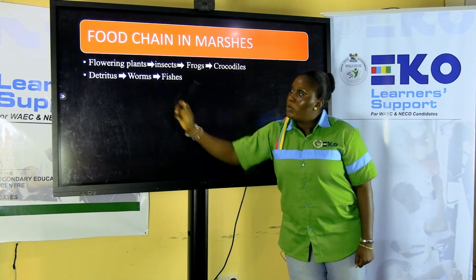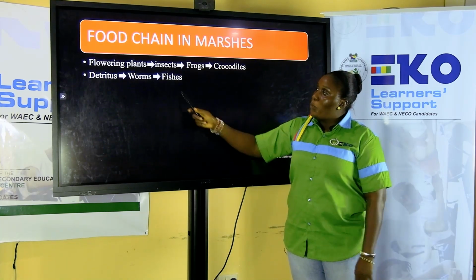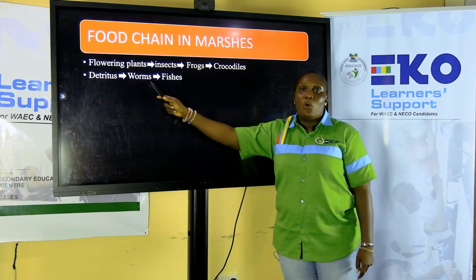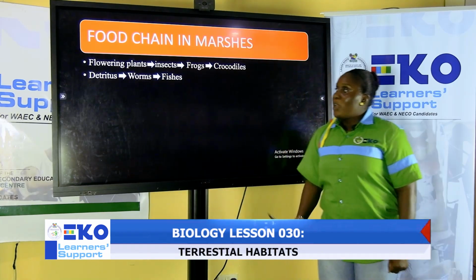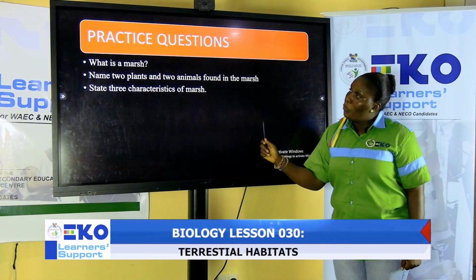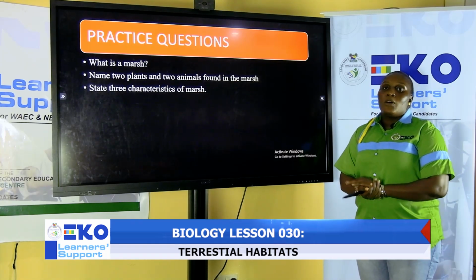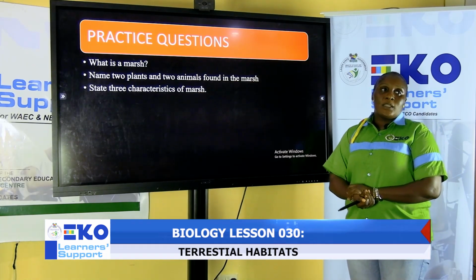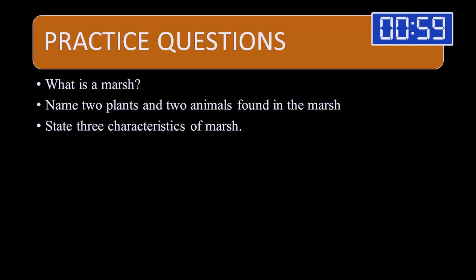The next one, we have the detritus, which is the producer. We have the fishes feeding on the worms, while the worms feed on the detritus. So, we'll be moving on to our practice question. I'll be giving you 3 minutes to solve this.